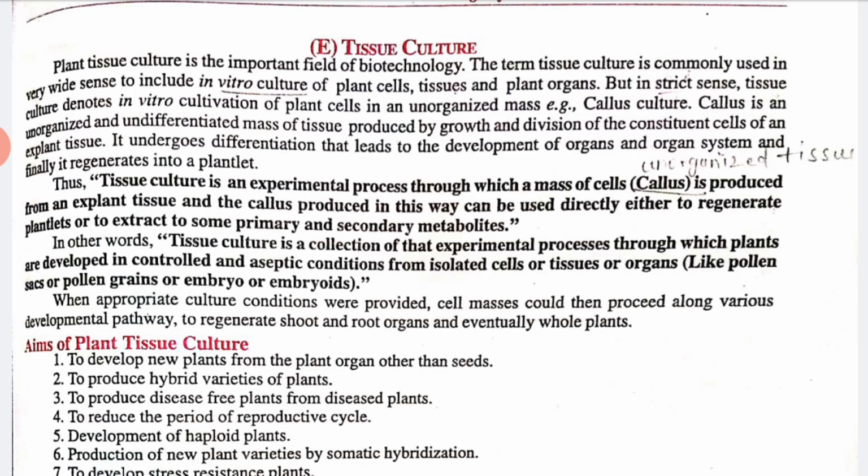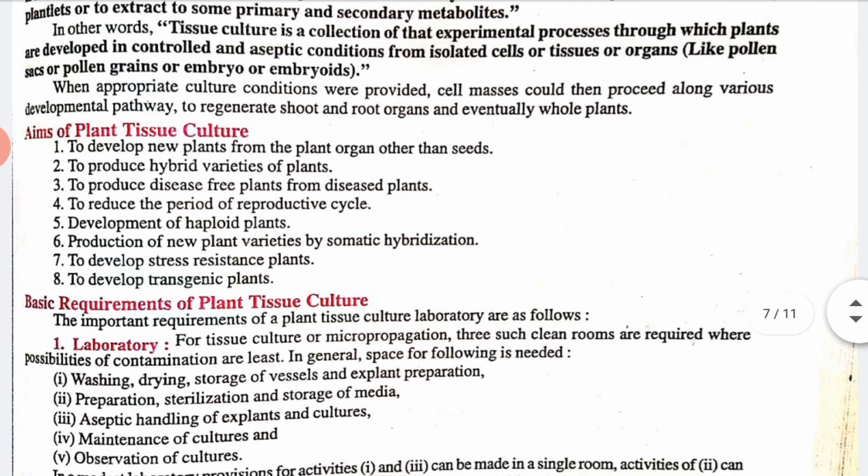So first of all we will go through the aims. What are the aims of plant tissue culture? So there are many aims, like to develop a new plant from a plant organ other than seed, to produce a hybrid variety of plant, to produce a disease free plant from a diseased plant, and to shorten the period of the reproductive cycle. So there are many aims of plant tissue culture, okay.